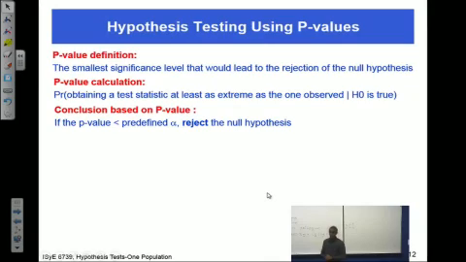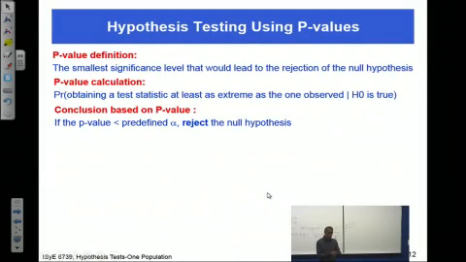Okay, p-values. How many of you have used p-values before? Raise your hand. Okay, good. So the p-value is the third method for testing your hypothesis. The definition says the smallest significance level that would lead to the rejection of the null hypothesis. To be honest, every time I read this definition, I get confused what it's talking about. But that's the definition.